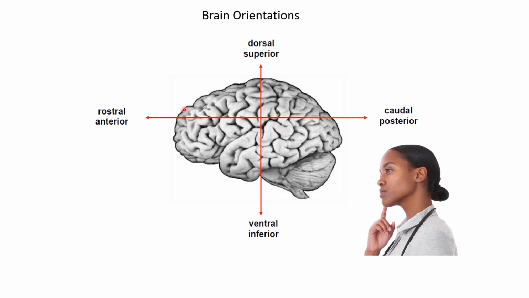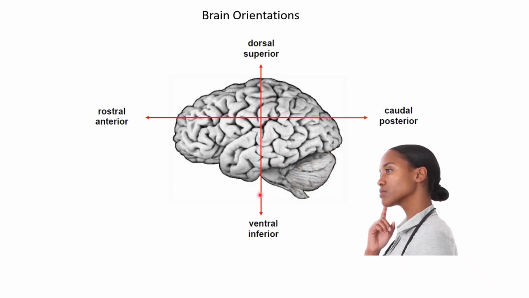So the rostral or the anterior side is where the prefrontal cortex is located, and this caudal or posterior side, which is the back side of the brain, that's where the visual processing area V1 is located. And this cerebellum here is also located on the posterior side.